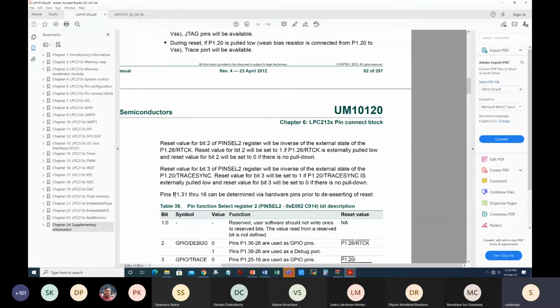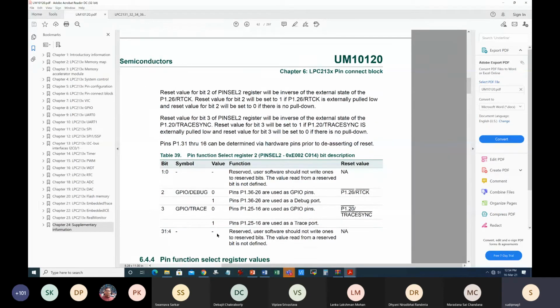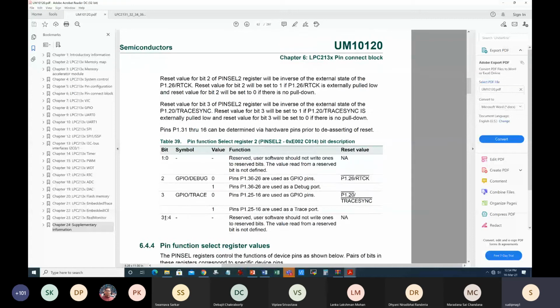Pins 1.31 to 16 can be determined via hardware pins prior to deasserting a reset, obviously. Which pin shall I use over here? So that we have to find. For port 31, I think we have to use 31 and 30.